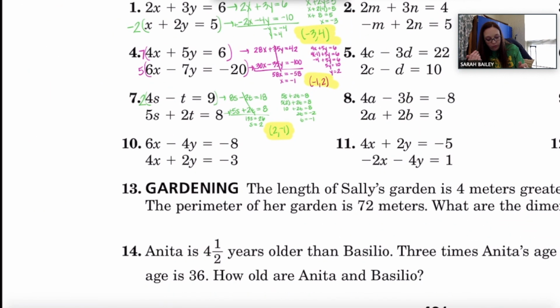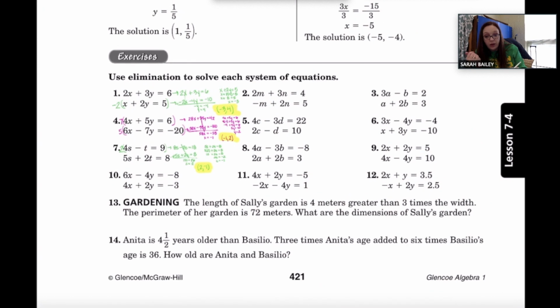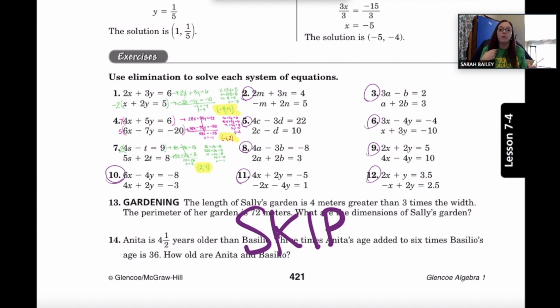Okay, so you're going to go ahead now and you're going to do problems 10, 2, 5, 8, 11, 3, 6, 9, and 12. You can skip 13 and 14, but go ahead and do the rest of the problems on this sheet. So let's pause the video and work on those now.